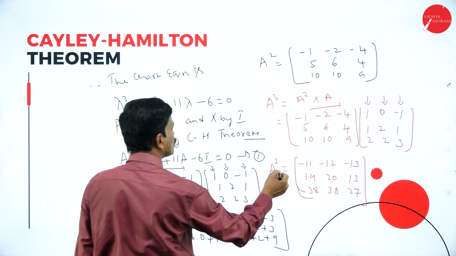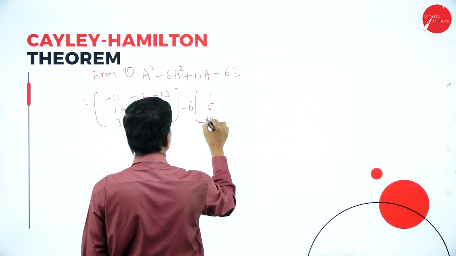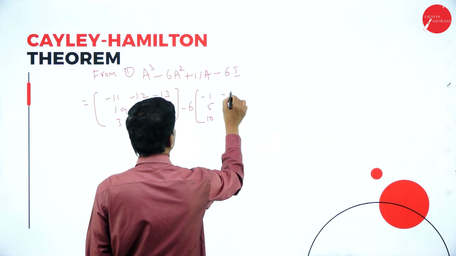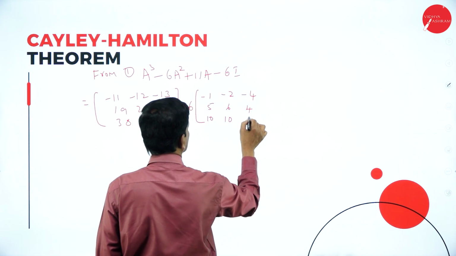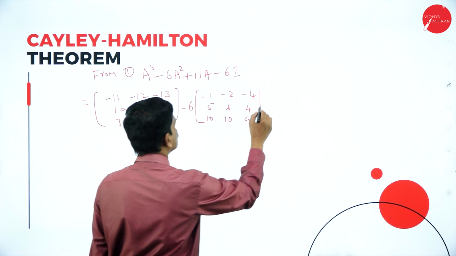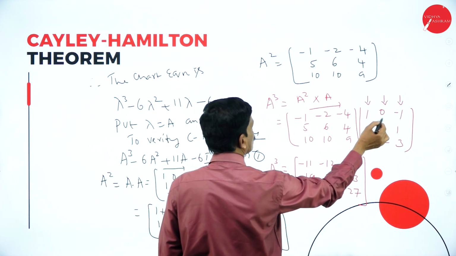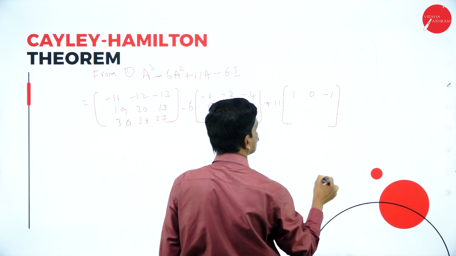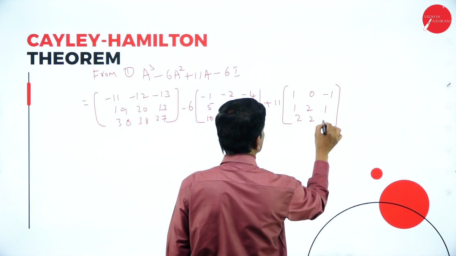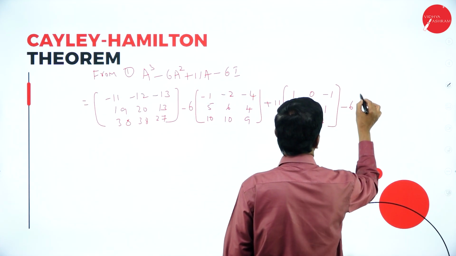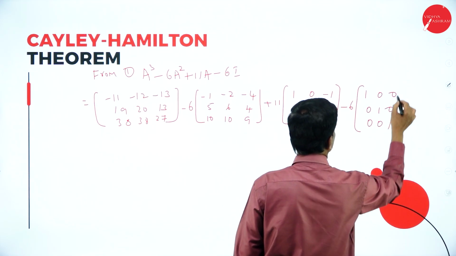What is A square? A square we have minus 1, 5 and 10; minus 2, 6 and 10; minus 4, plus 4 and 9. Now plus 11 times A matrix. What is A? A is equal to 1, 0, minus 1; 1, 2, 1; 2, 2, 3. Next minus 6 times I: 1, 0, 0; 0, 1, 0; 0, 0, 1.